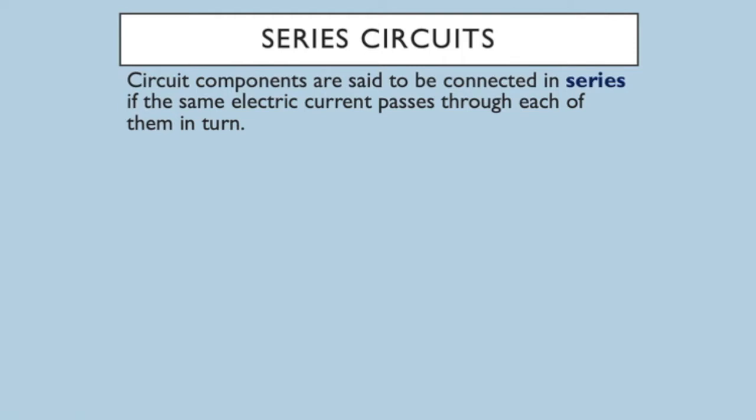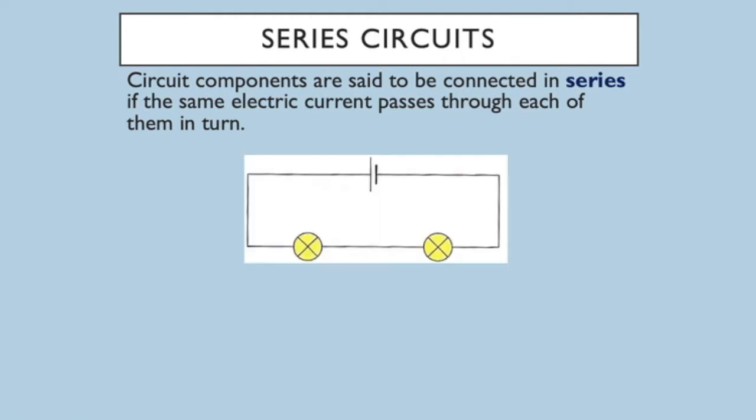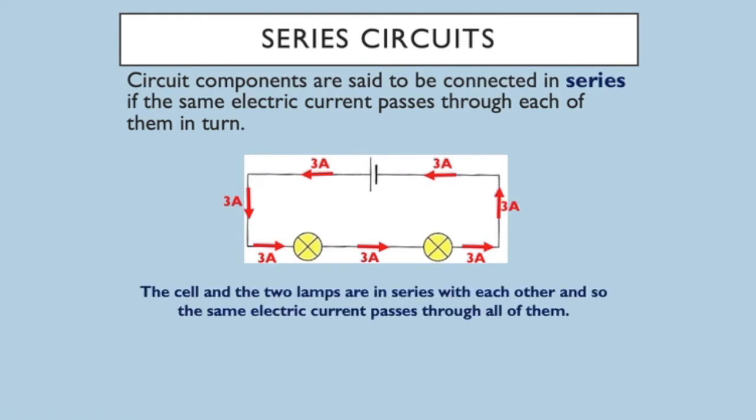Circuit components are said to be connected in series if the same electric current passes through each of them in turn. So here we've got a series circuit, and you can see it's got 3 amps flowing out of the cell, 3 amps there still, 3 amps there still, 3 amps there, so all the way around the current is the same, 3 amps. The cell and the 2 lamps are in series with each other, and so the same electric current passes through all of them. But what happens to the electric current if we change the amount of lamps in this circuit?